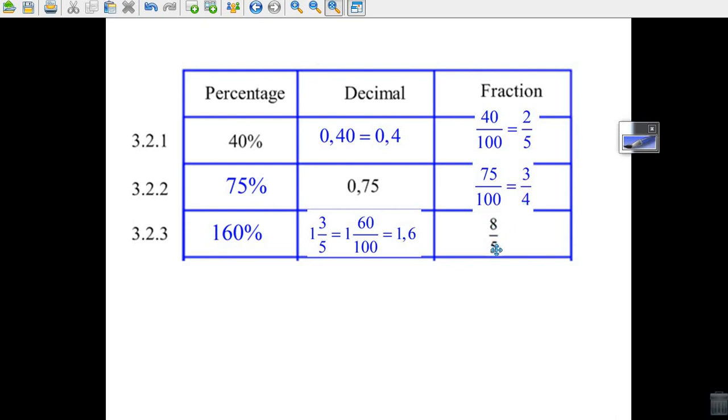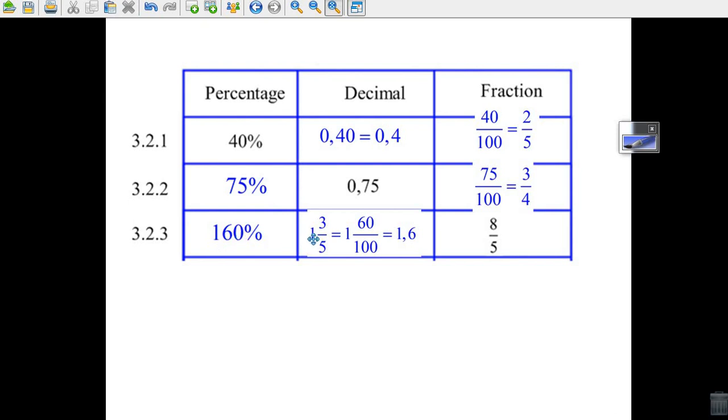Now 8 over 5 is really 1 3/5. Now 3/5, if you're going to change it into a decimal, I'd multiply 5 by 20 to make it 100. So it's 1.60, which you can really write as 1.6. And how do I say this? 160%. That's what it is.